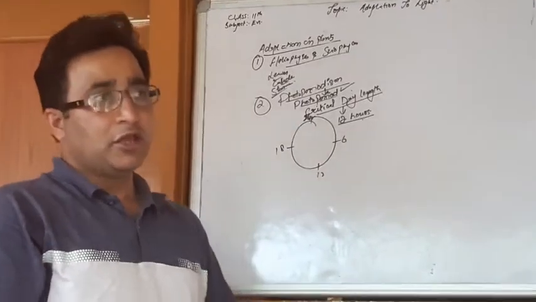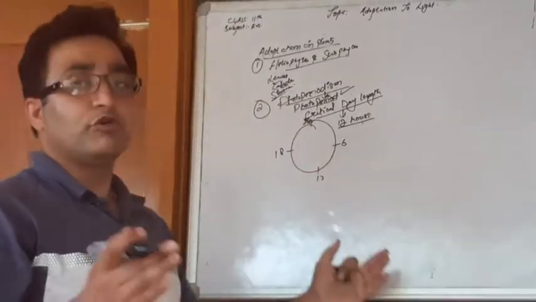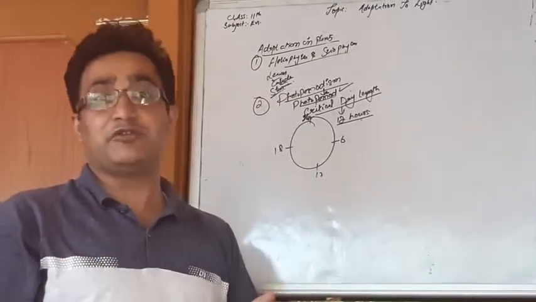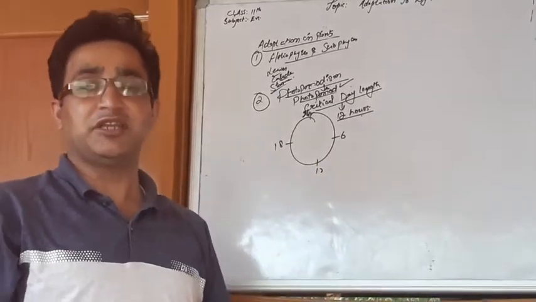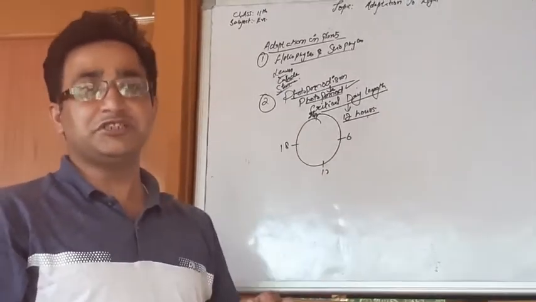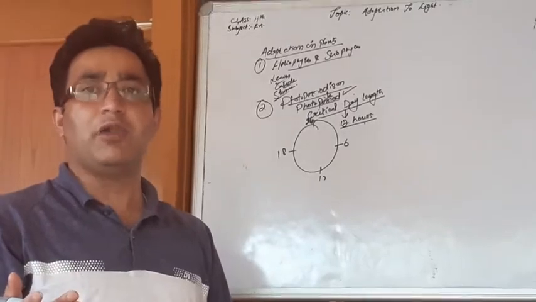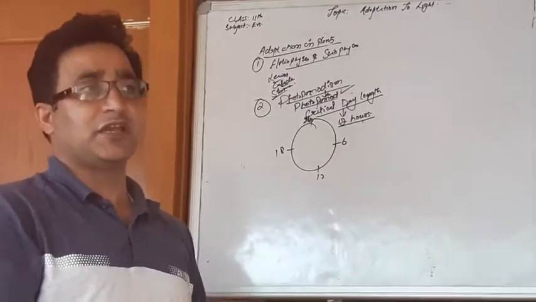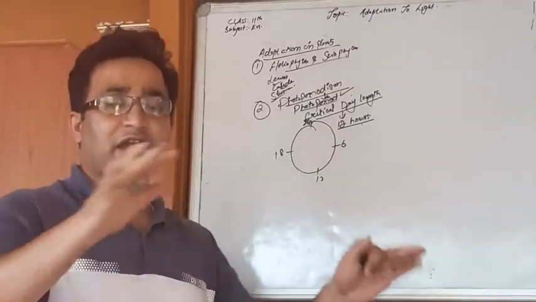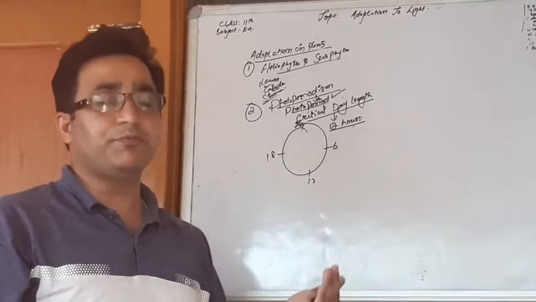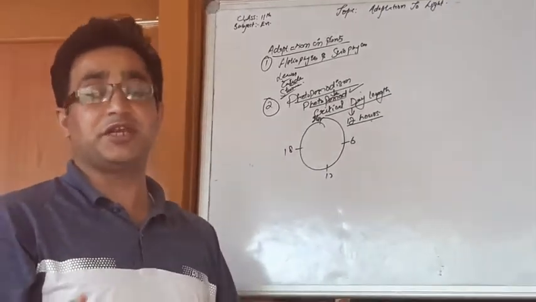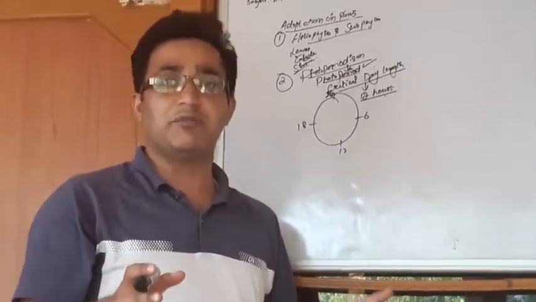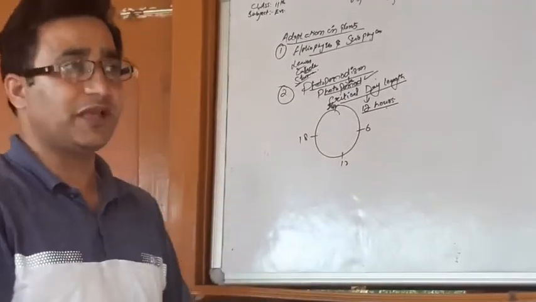The photoperiods have an effect upon the germination of seeds as well as flowering of the plants, and this phenomenon of the effect of the photoperiods upon the seed germination as well as on the flowering of the plants is called photoperiodism.